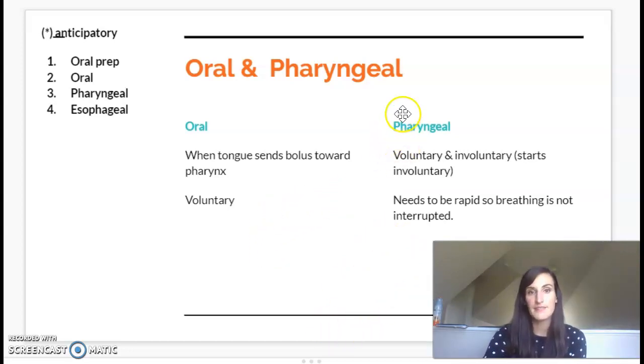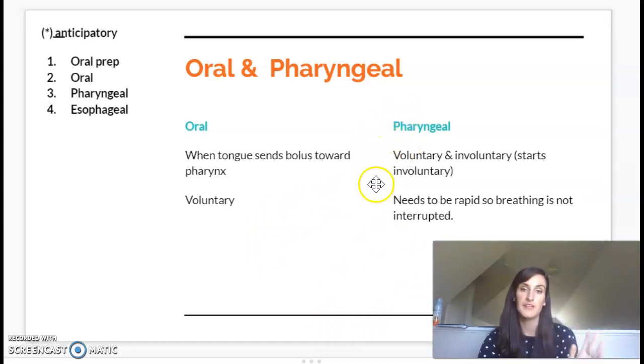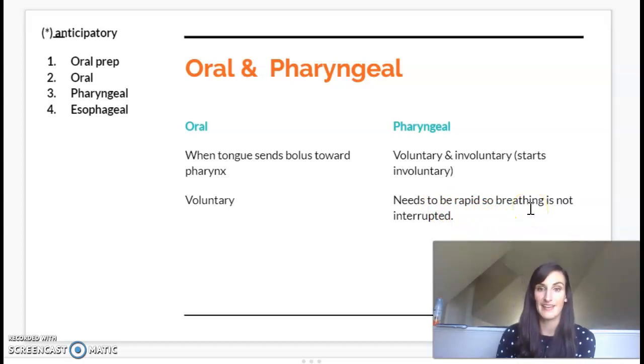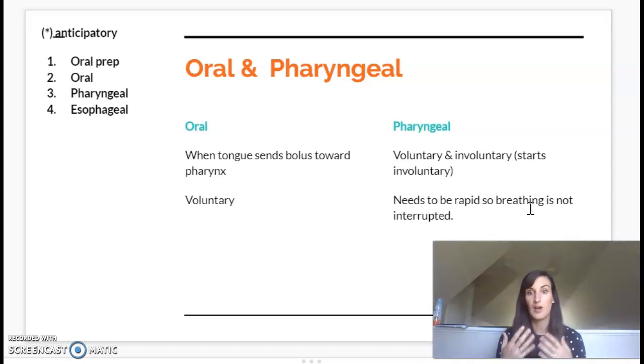The pharyngeal phase of the swallow is where your voluntary and your first involuntary starts. Okay, so it needs to be rapid so that your breathing is not interrupted. And like I was saying, that's where your coughing comes in, if they're not able to successfully go ahead and fluidly swallow. If something goes wrong in there, then their airway is compromised and they're not able to continue to breathe as normally as they should be able to.